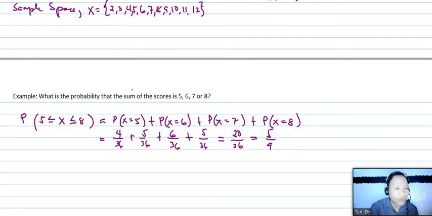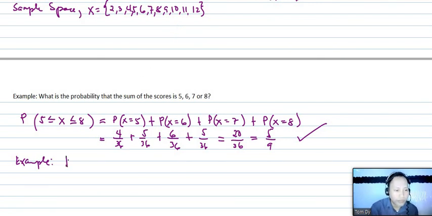Therefore, our answer to the question, what is the probability that the sum of the scores is 5, 6, 7, or 8? Our final answer is 5 over 9. Okay, so that is our final answer. Now, an additional question. Let's say another example, in continuation with our problem here.